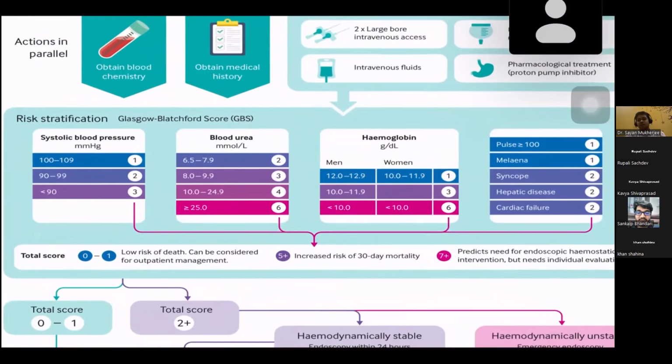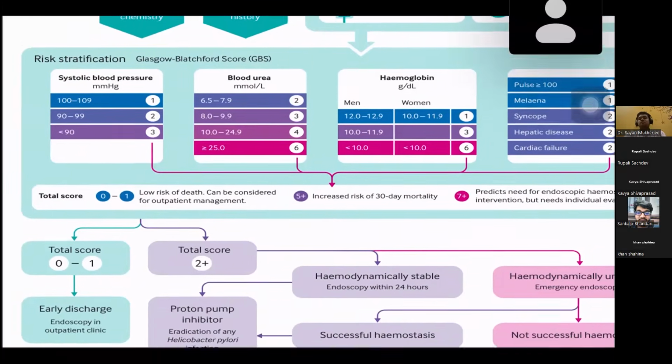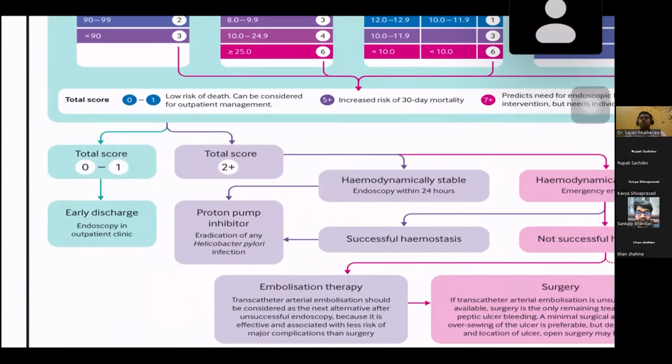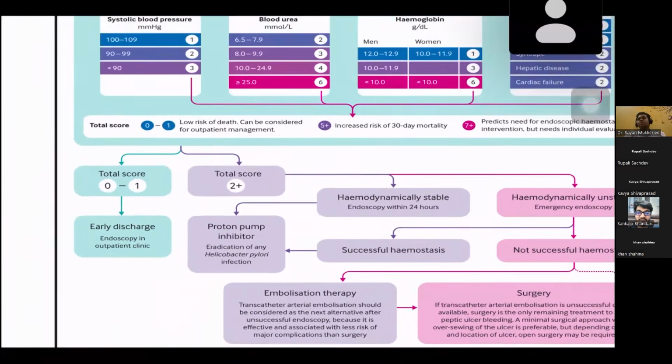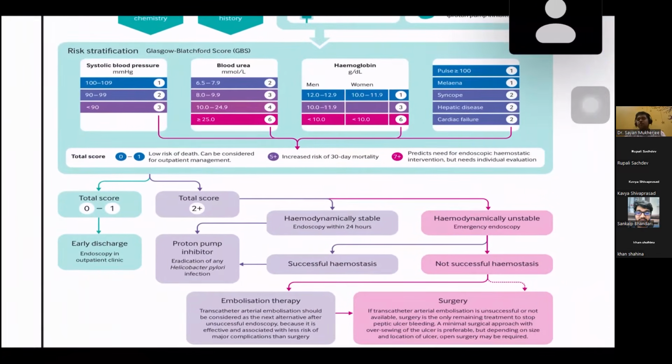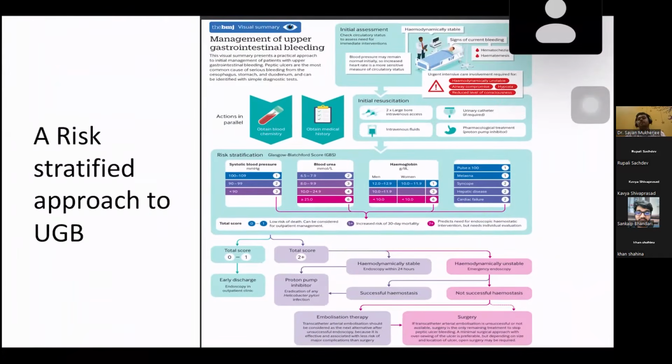But this you can make a note of. It's called the Glasgow-Blatchford score. So basically it takes into account multiple parameters like hemoglobin, blood urea, systolic blood pressure, and other things. On the basis of that, they calculate a score, and on the basis of the score, they perform multiple interventions. You don't need to memorize this, just for your reference, because it's often used in many hospitals. So yeah, just check it after the presentation ends.